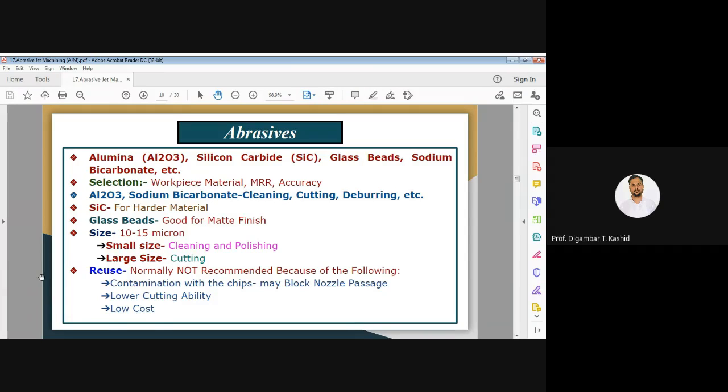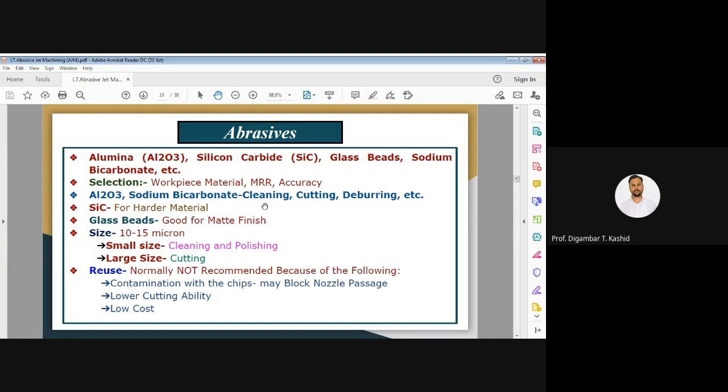Whatever I have mentioned, alumina Al2O3 or sodium bicarbonate are normally preferred for cleaning the workpiece, for cutting, and for deburring purposes. For the applications of cleaning, cutting, and deburring, you can use Al2O3 and sodium bicarbonate as an abrasive. Now, while taking the overview of the non-conventional machining process, one student asked me a question about this.